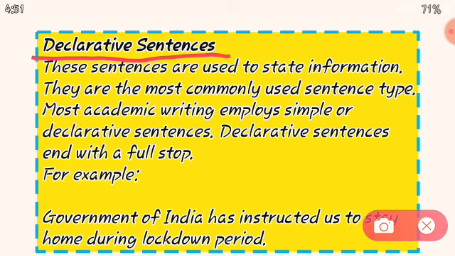For example, Government of India has instructed us to stay home during lockdown period. The example is one of the most burning examples nowadays, friends. This is the statement or the information given to us by our government. So a statement or information is called a declarative sentence.